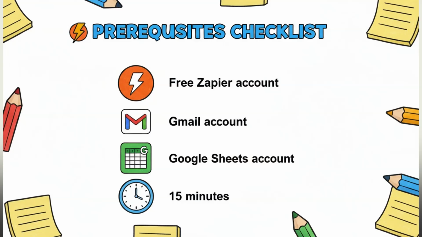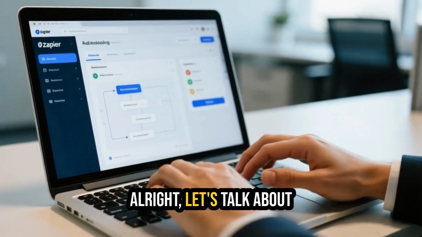Pause the video here if you need to create your Zapier account. The free plan gives you 100 tasks per month, which is plenty for testing and light use. No credit card required. All right, let's talk about how Zapier actually works.